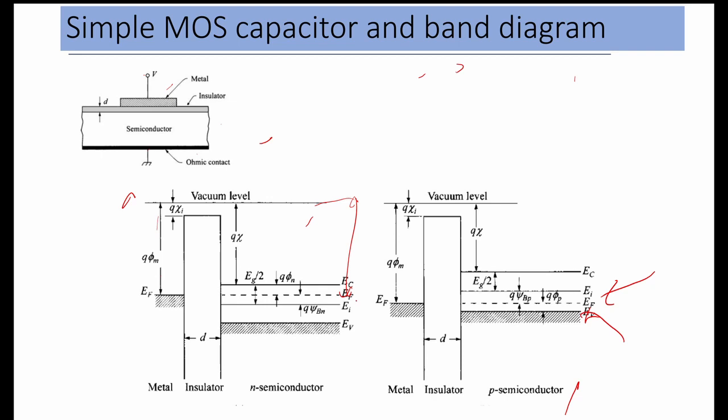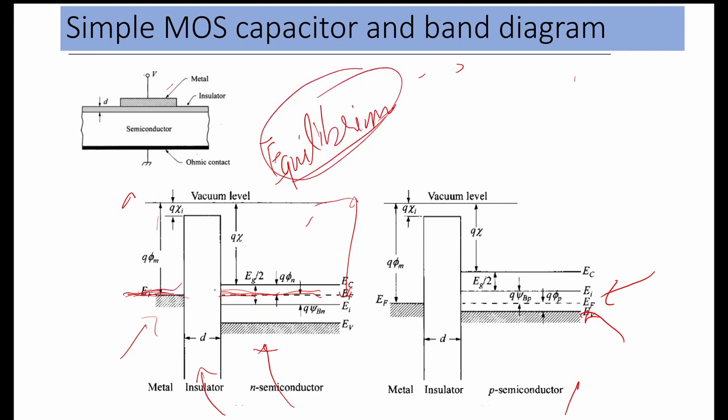At this point, both the Fermi levels are matching. When we join the metal, insulator and semiconductor, the Fermi level should match. At this point the Fermi level is matching, which is the equilibrium state.